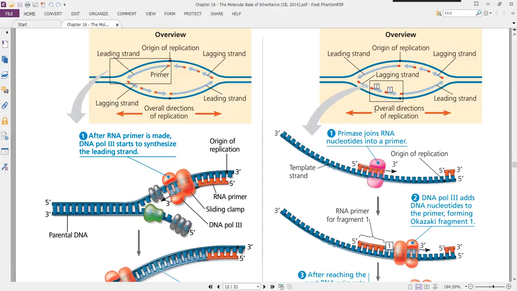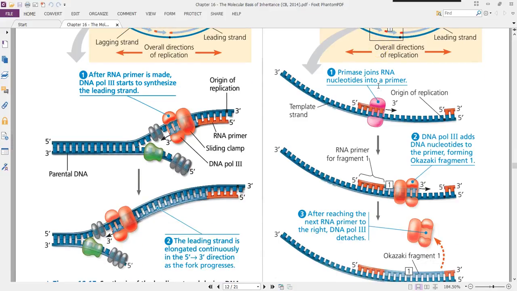Now, Okazaki fragments each have to start with an RNA primer, because DNA polymerase works that way. It needs an RNA primer to start creating the daughter DNA molecule. So we have a series of fragments, each starts with an RNA primer, and then we have a sequence of DNA that's put there by DNA polymerase.